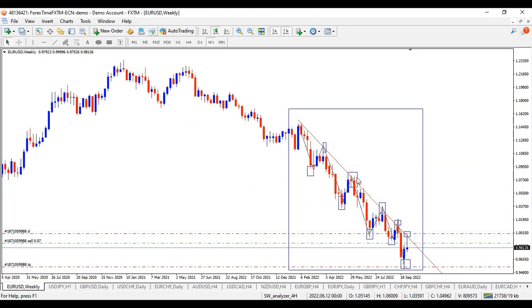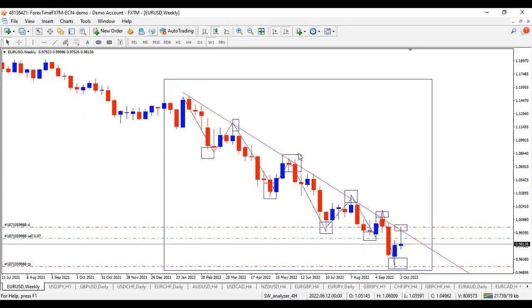Okay. So this is the area right here. And this can be a morning star, or it can be a doji with a confirmation, a bearish candle, indicating that price is going to continue to the lower side.